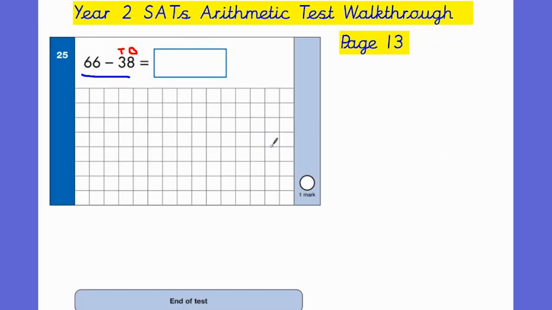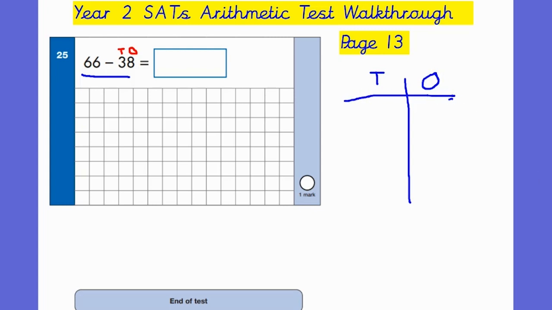Okay, on to our last question, question 25. This is page 13 of the arithmetic paper. So we have a 2-digit number take away another 2-digit number. So 66 take away 38. I'm going to draw my tens and ones grid for this one, and that's what the children need to be doing. First of all, that's step 1.